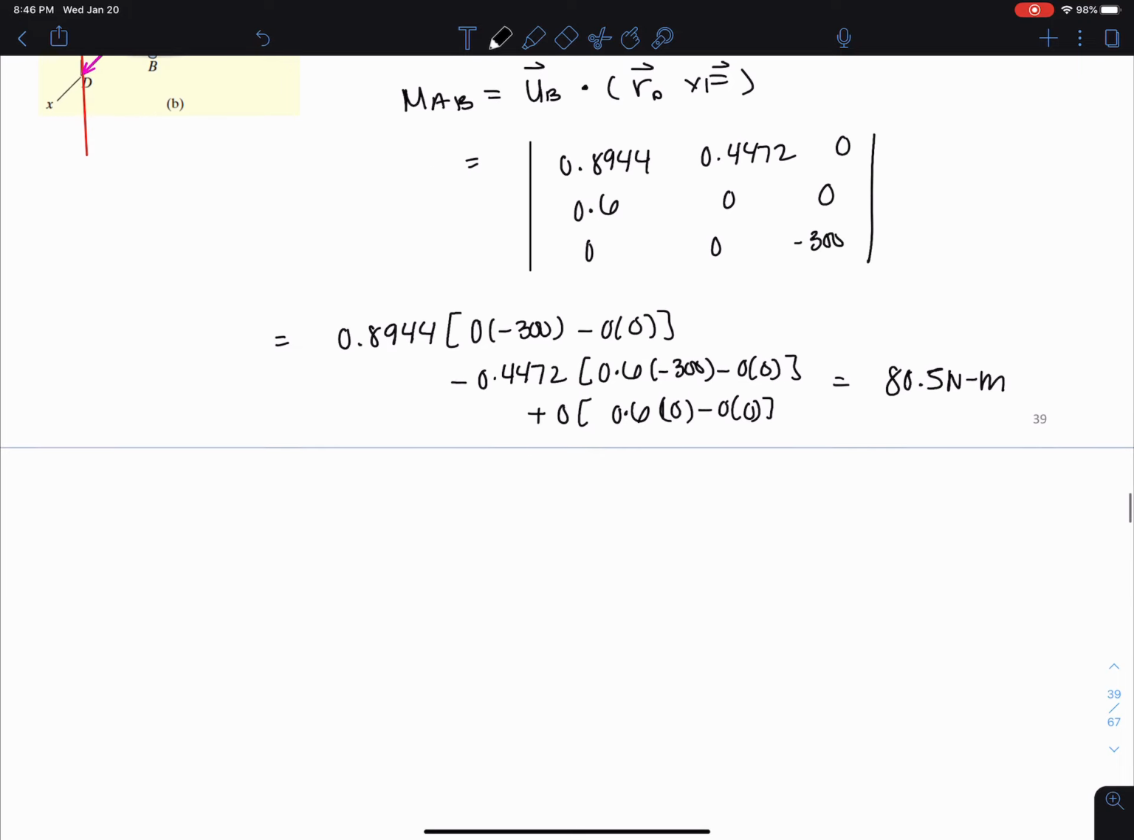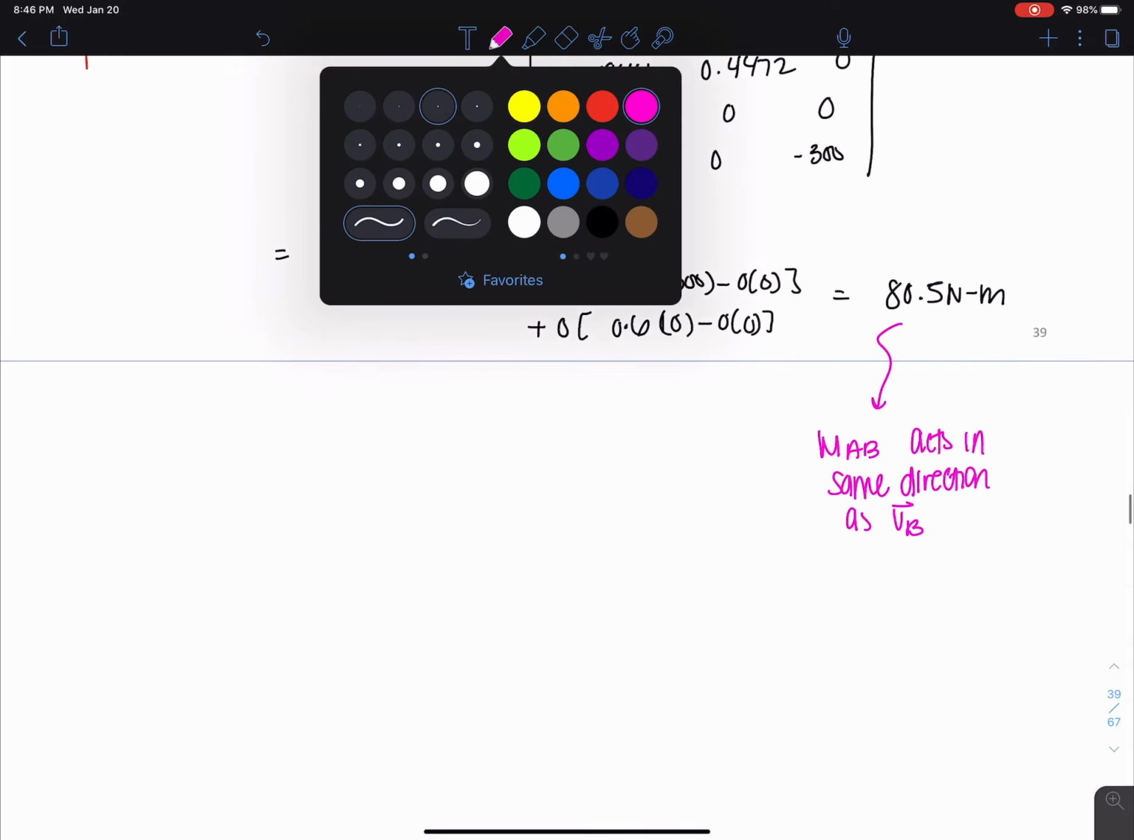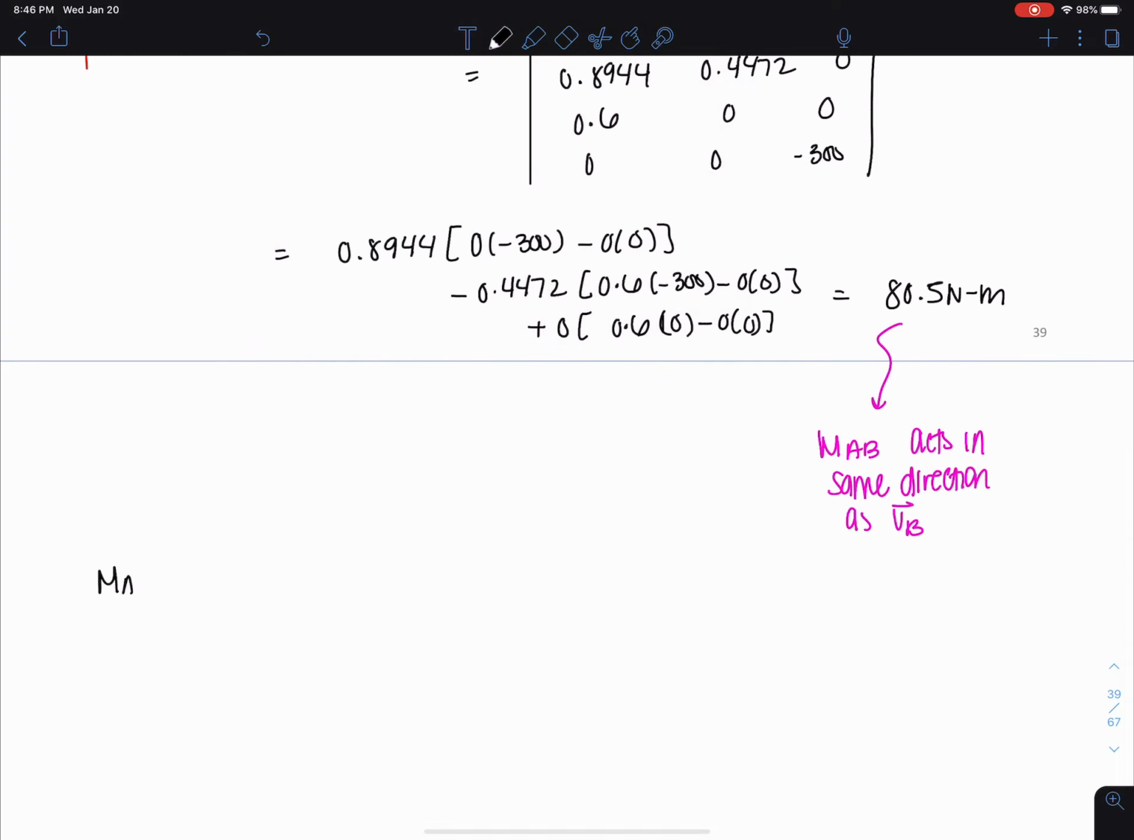So what does that mean? It means that the moment MAB acts in the same direction as UB, the unit vector.